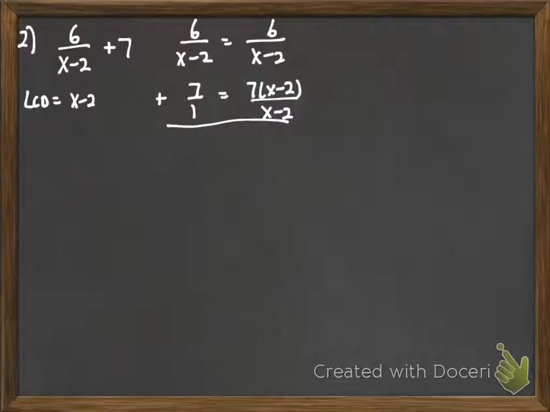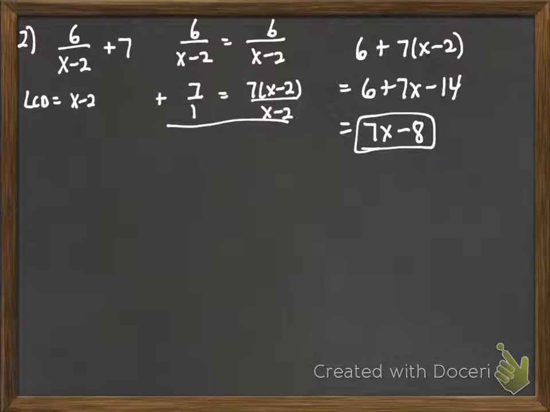Once we have our common denominator, we can forget about the denominators for a moment and just focus on the numerators. So we have 6 plus 7 times x minus 2, which we can then simplify. Distribute the 7 through: we have 6 plus 7x minus 14, and then finally 7x stays the same, but 6 and a negative 14 would be minus 8. So we get 7x minus 8, and then we can write that amount now over our common denominator.